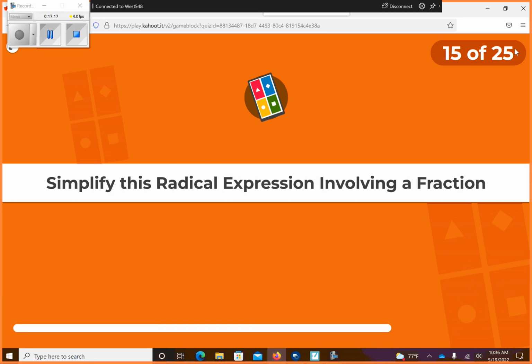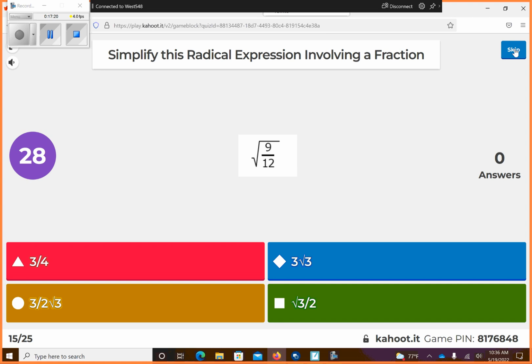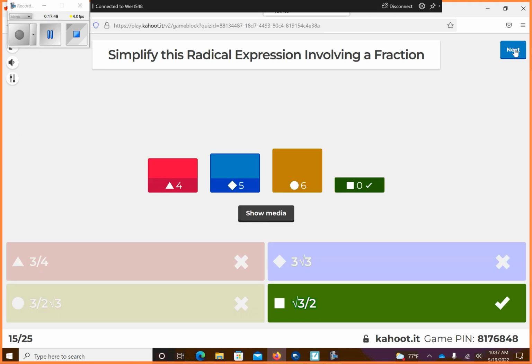Number 15. The hint on this one is you can reduce inside first if you wanted to. Oh, that was a tough one. Tough one. Nobody got it.